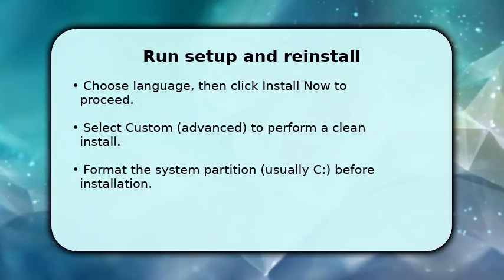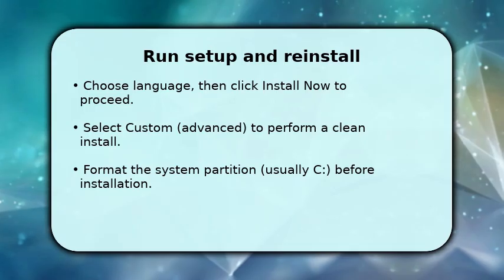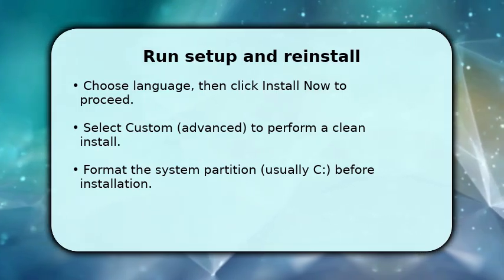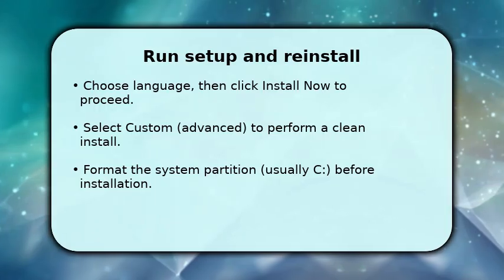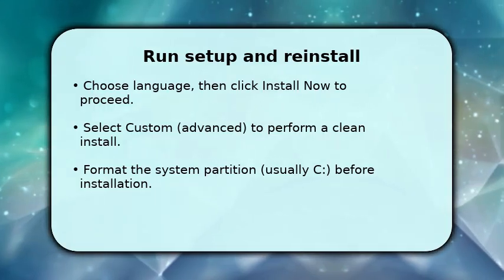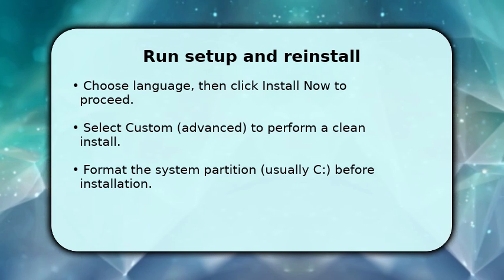Next, choose the system partition, usually labeled C, and click Drive Options then Format. This deletes old data but resolves corruption. Once formatted, select the partition and click Next. Setup copies files and restarts the PC automatically, so be patient while Windows installs.